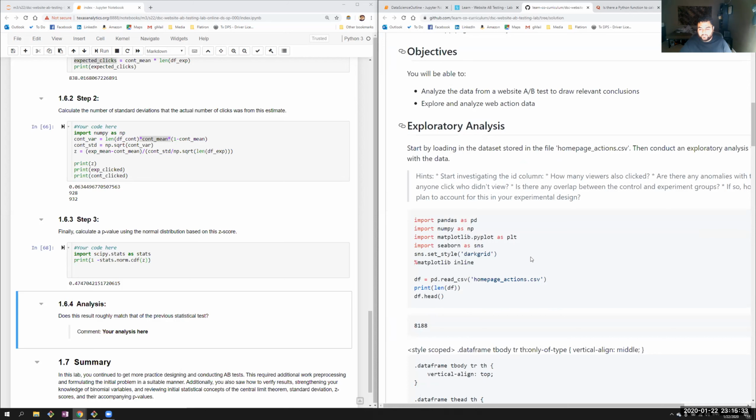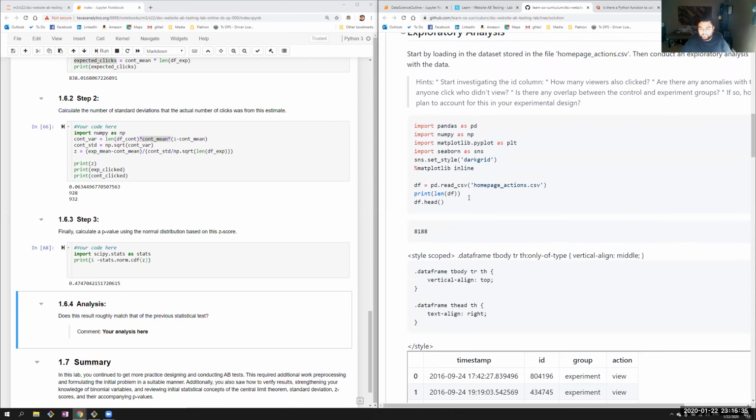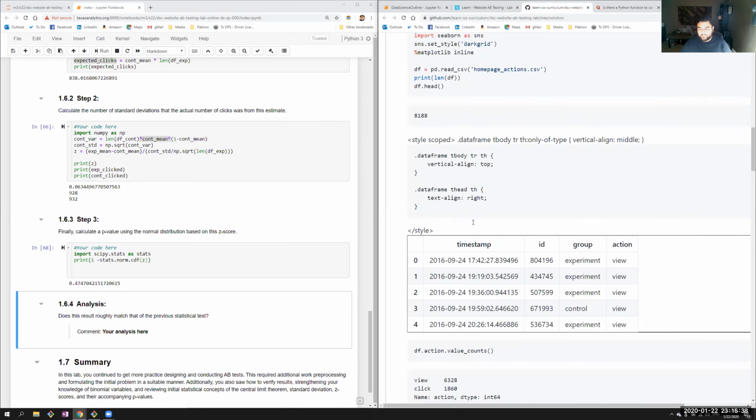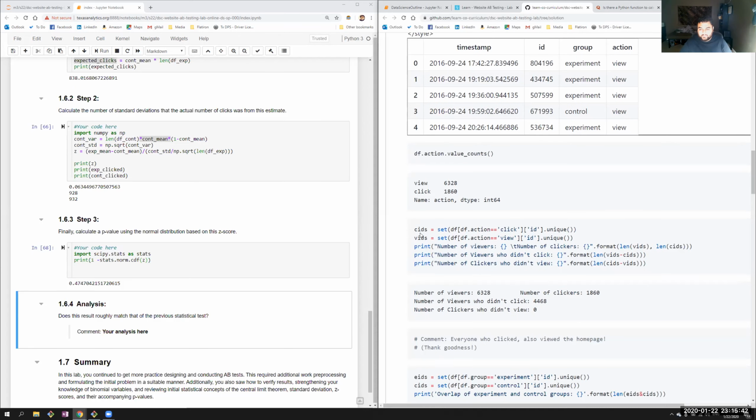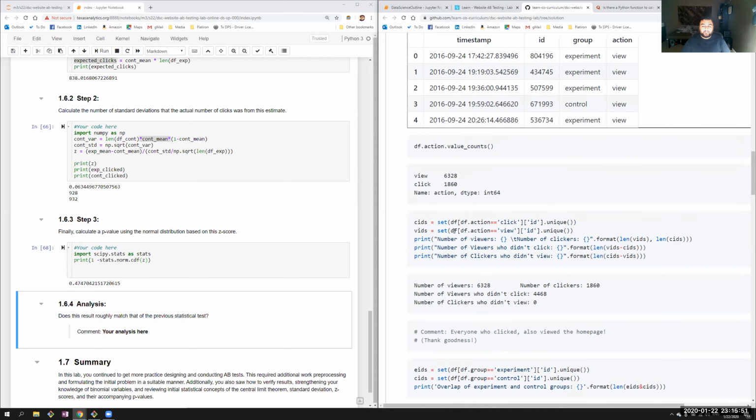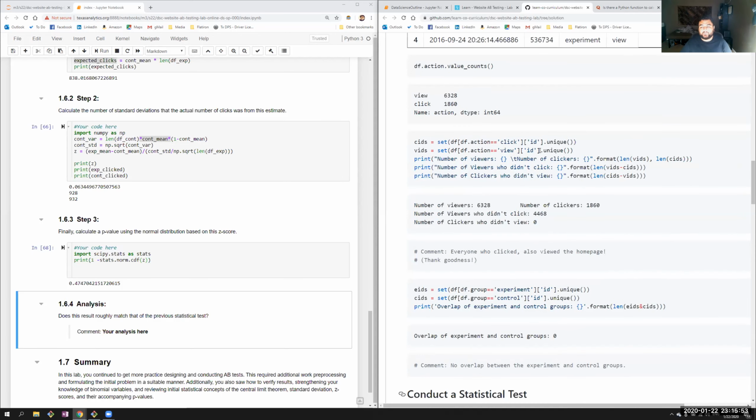Okay. What do they do? Pandas, NumPy, Matplotlib. Okay, they read it. They viewed it. So, okay, SIDs and VIDs. Here they looked at all the IDs. So they split it up into 2 frames. One is all the ones where they clicked. One is all the ones where they viewed.